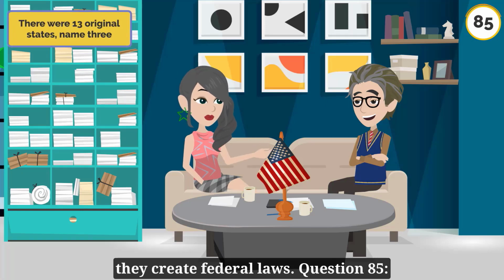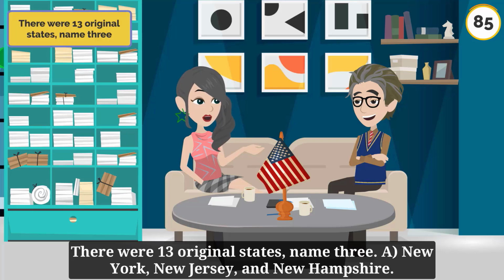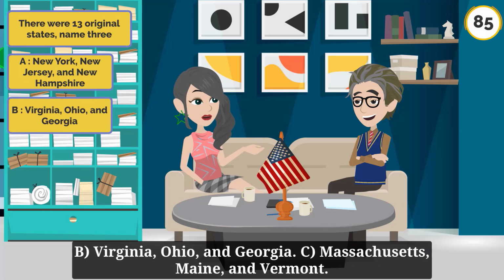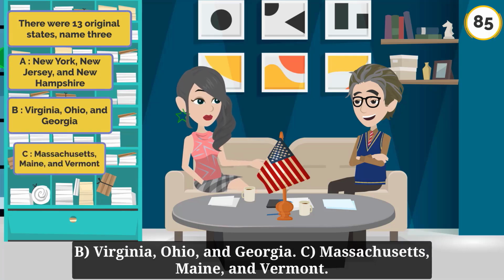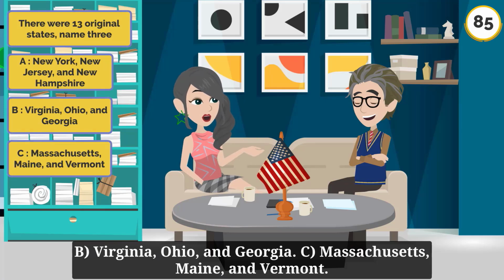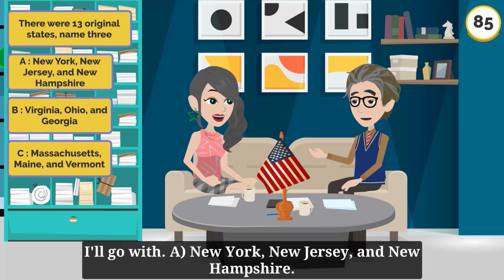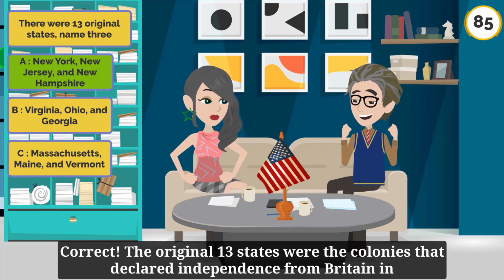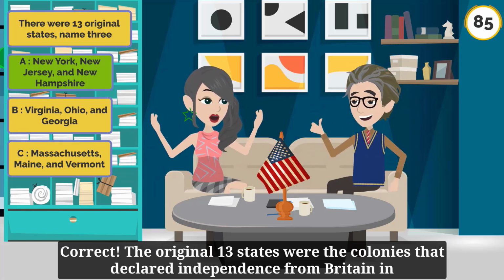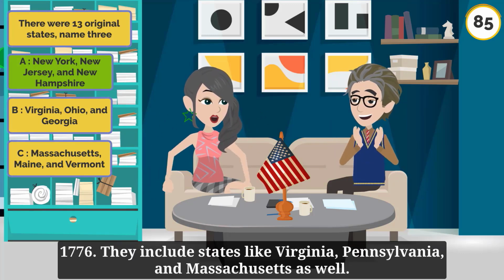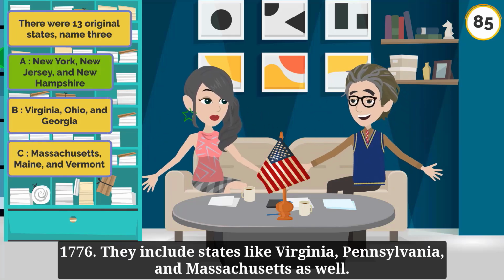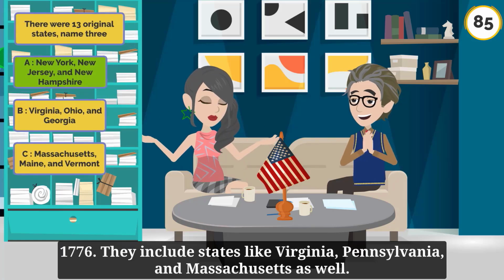Question 85. There were 13 original states. Name 3. A. New York, New Jersey, and New Hampshire. B. Virginia, Ohio, and Georgia. C. Massachusetts, Maine, and Vermont. I'll go with New York, New Jersey, and New Hampshire. Correct. The original 13 states were the colonies that declared independence from Britain in 1776. They include states like Virginia, Pennsylvania, and Massachusetts as well.